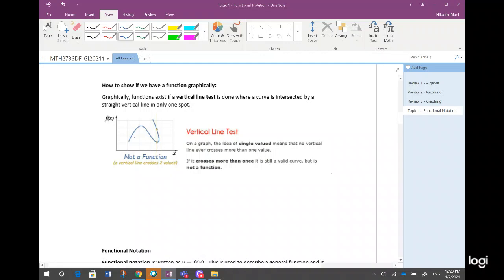You start to move a vertical line just over the graph of the function. And if you see for one x, even just for one x, you have two y's, y1 and y2, here and here, then you can see, oh, it's not a function, because I have one x going to two y's.